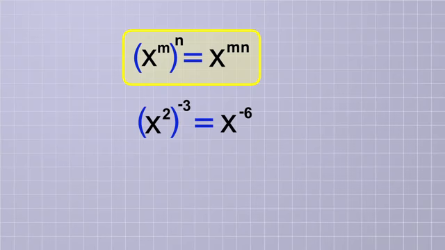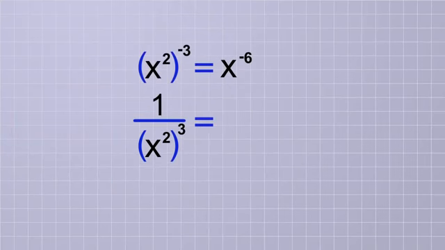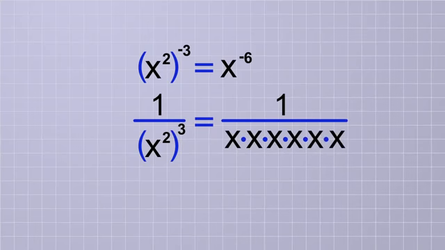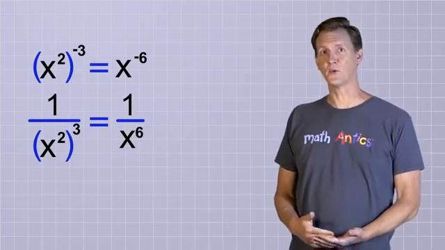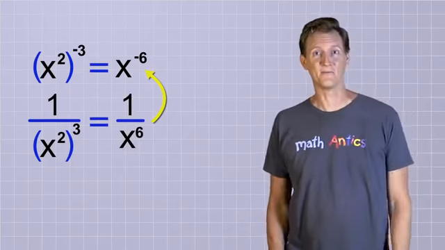To see if that's true, we'll need to use the law we just learned about negative exponents and rewrite this as 1 over x squared to the positive 3rd power. That simplifies to 1 over x squared times x squared times x squared, which in turn simplifies to 1 over 6 x's being multiplied together. And that all checks out, because 1 over x to the 6th would be the same as x to the negative 6th power. Pretty cool, huh?